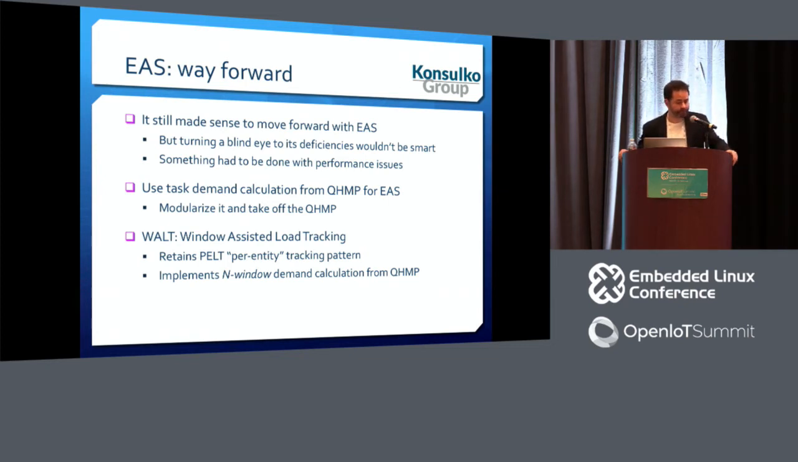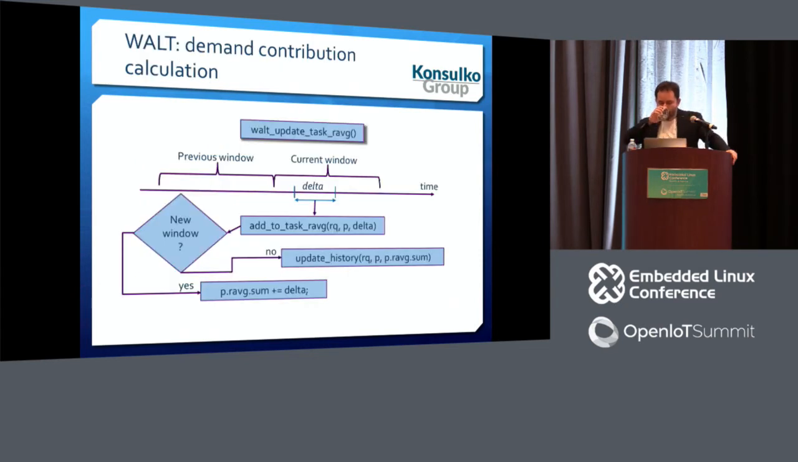So here comes the replacement for PELT, which is window assisted load tracking. And in fact, it does implement in-window demand calculation, which was previously implemented within QHMP. So, here on the next slide, you can see a block scheme of updating the task average demand, depicted in more detail. Where delta is the time of the task running on the core in a period of time in a window.